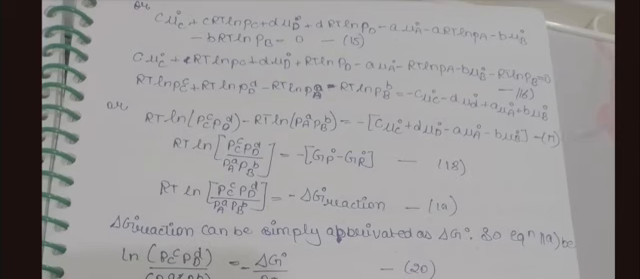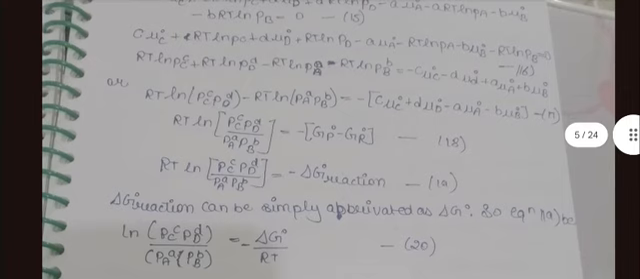Or C Uc naught plus C RT ln Pc, plus D Ud naught plus D RT ln Pd, minus A Ua naught minus A RT ln Pa, minus B Ub naught minus B RT ln Pb, is equal to 0. C Uc naught plus C RT ln Pc plus D Ud naught plus D RT ln Pd minus A Ua naught minus A RT ln Pa minus B Ub naught minus B RT ln Pb is equal to 0.